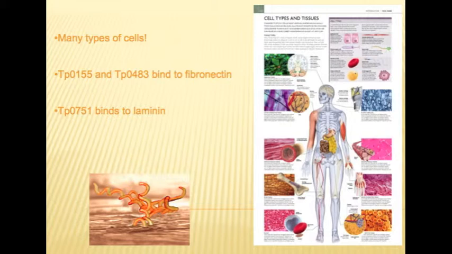T. pallidum also has a laminin binding protein, TP0751. Laminin is associated with the basement membrane of cell layers. These three proteins are essential for attachment, and studies have shown that attaching to host cells is inhibited when anti-fibronectin and anti-laminin antibodies are used. Binding with these two components of the extracellular matrix of host cells allows the bacterium to pass through the cell layers and inhabit the human host.